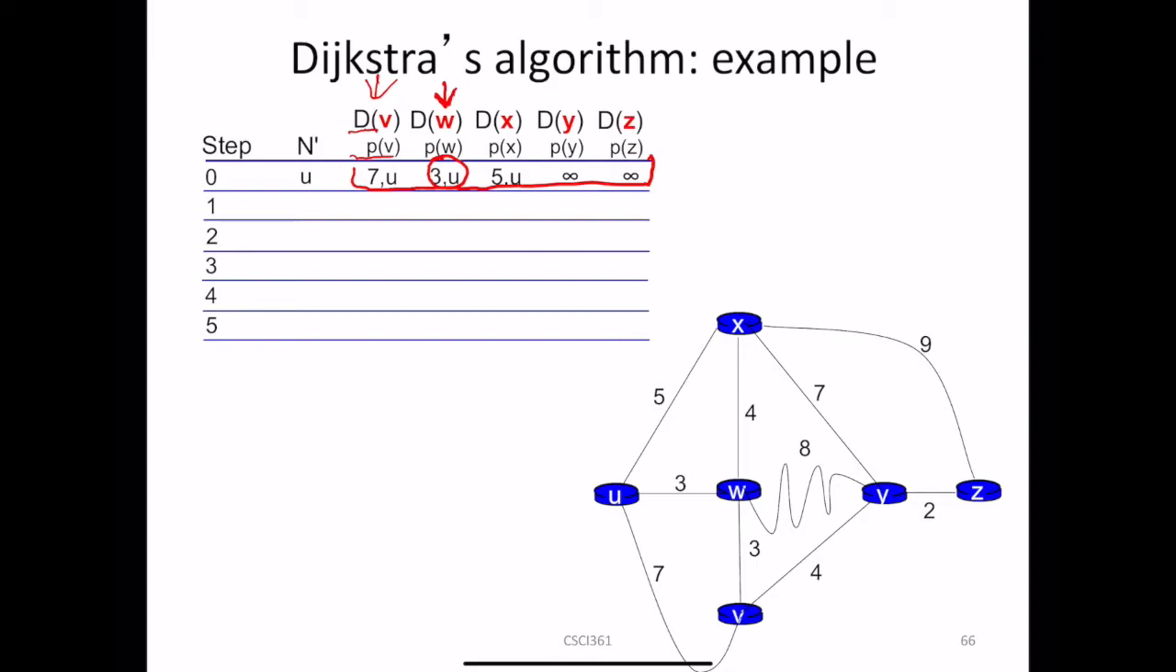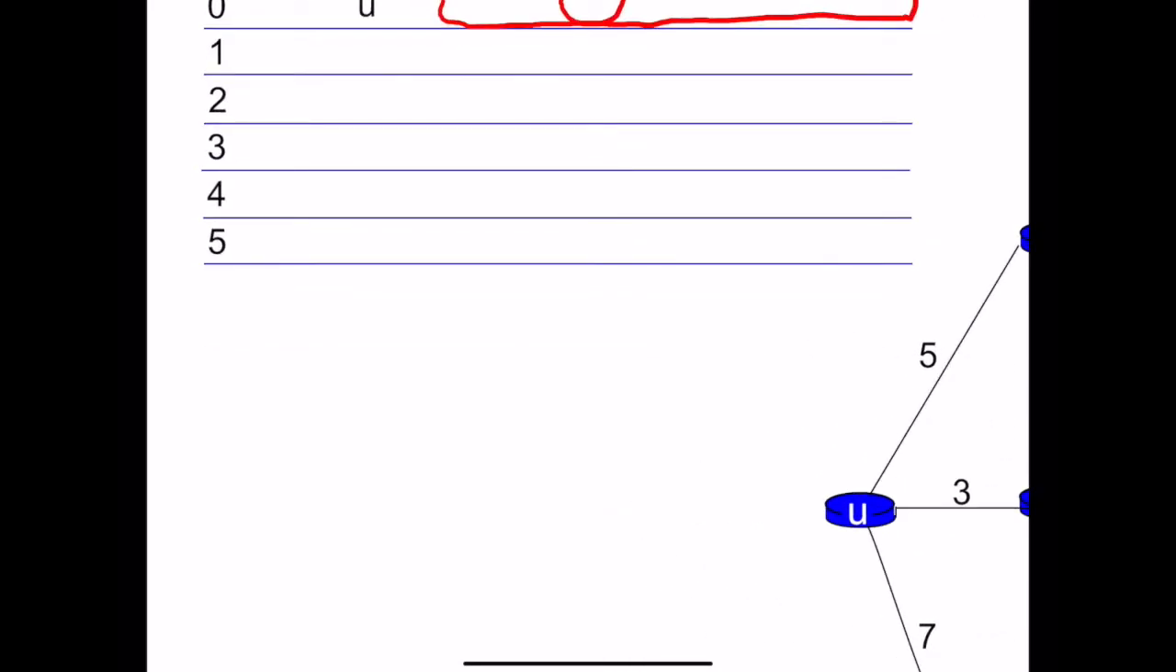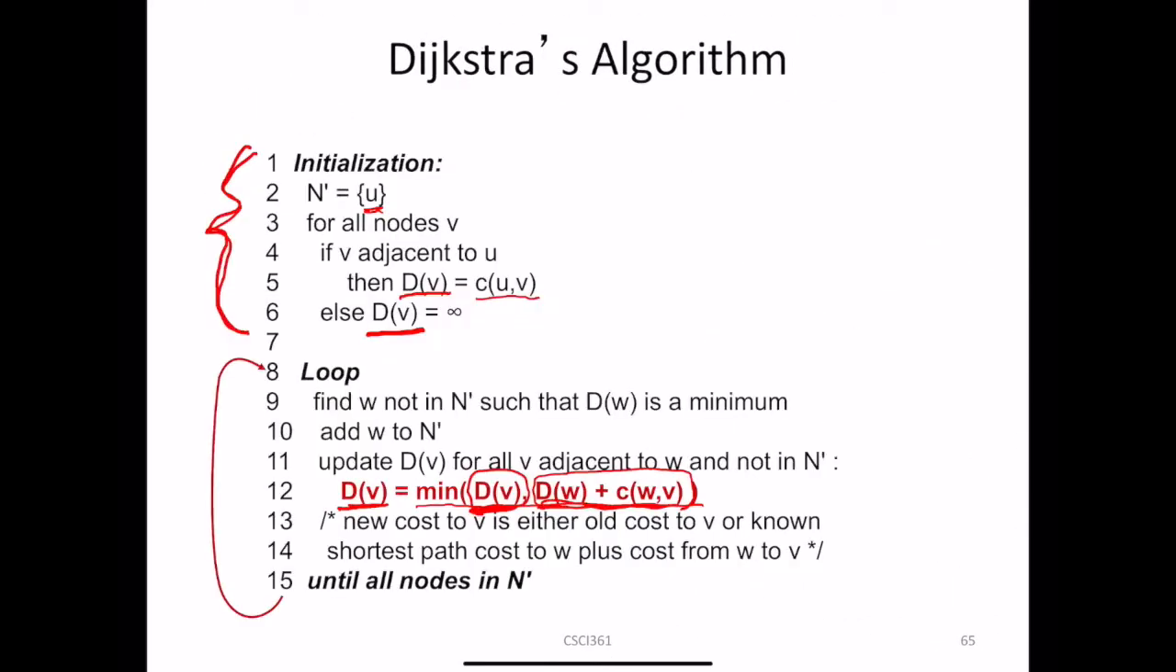Then we can add W into the N prime. So you can see here, in this set N prime, we have two routers, U and W. Then our next step is update D(V) for all V adjacent to W and not in N prime. And based on this equation, we will do the update.